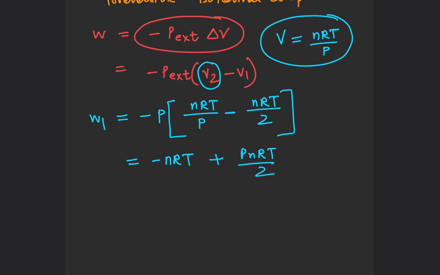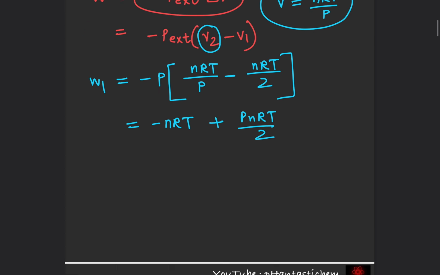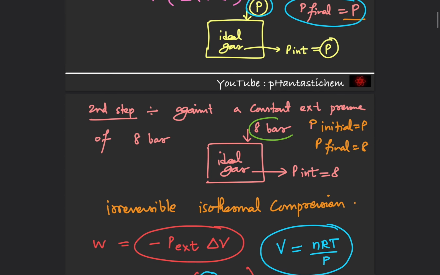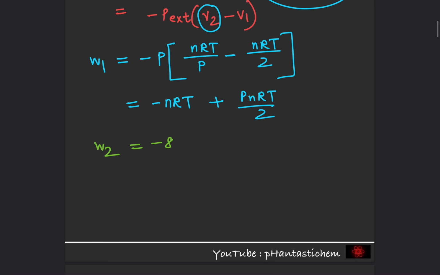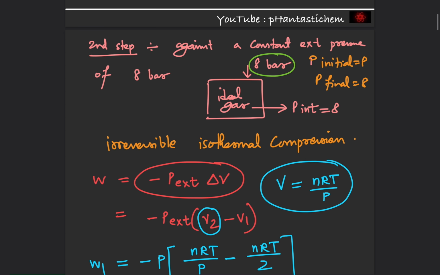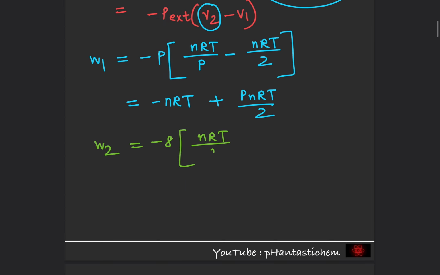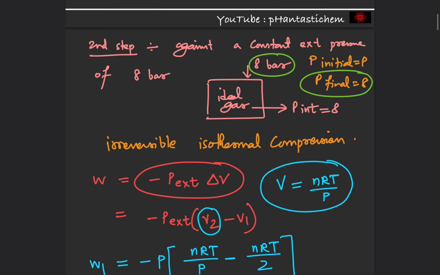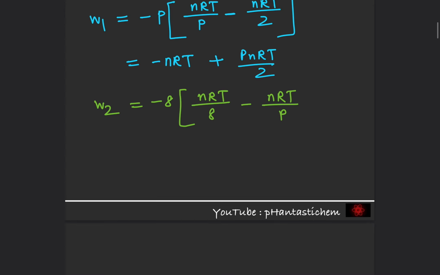Okay. Let's say the work done on the gas in the second compression, or in the second step, is W2. So therefore W2 will be equal to the external pressure in the second step, 8 bar. So minus 8 into nRT by final pressure, which is 8. So nRT by 8 minus nRT divided by the initial pressure, which is P. So W2 will be equal to minus nRT plus 8 nRT by P.